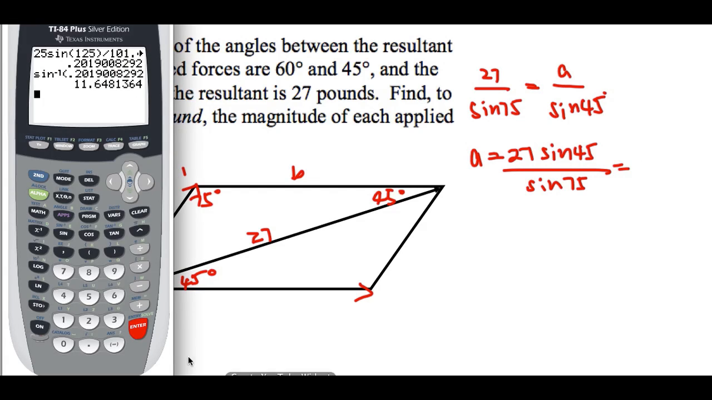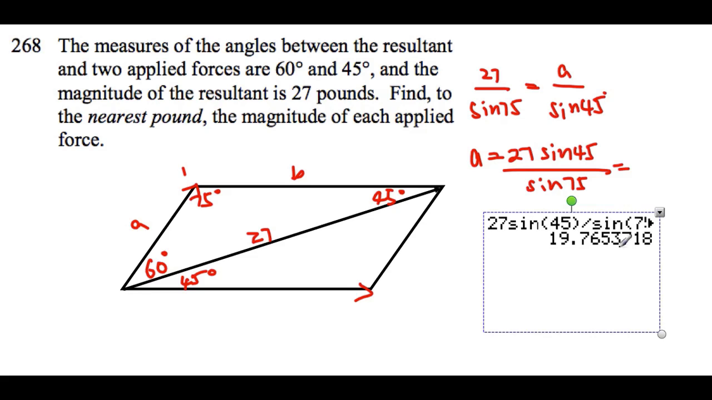Putting that into a calculator, 27 times sine of 45, divided by sine of 75. That's what we end up getting, which is 19.7. Now to the nearest pound, this is about 20 pounds. How about B?